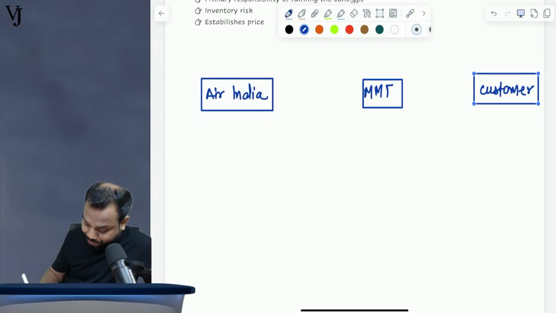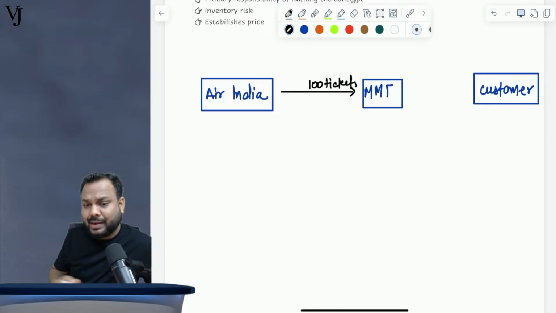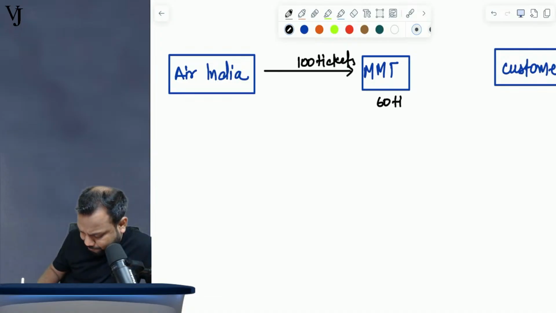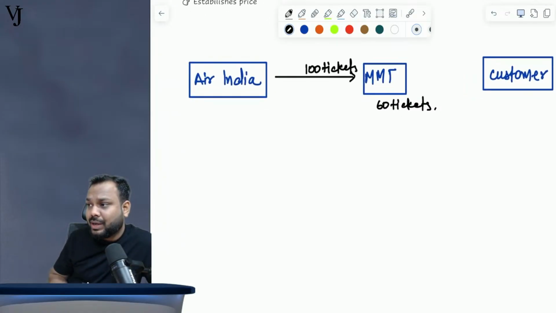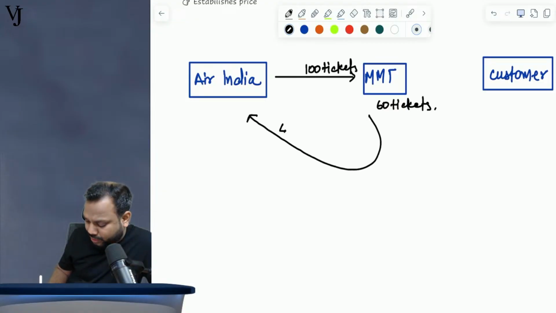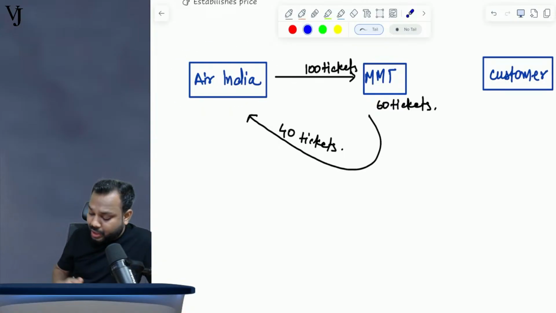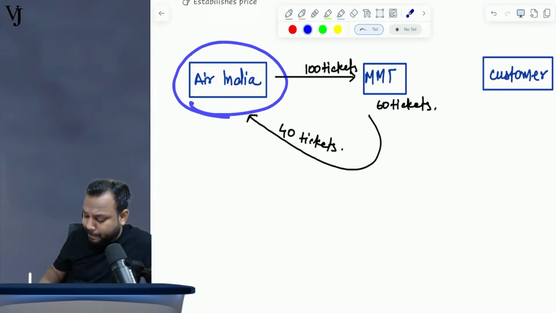Now understand, Air India gave Make My Trip 100 tickets and said, you please sell these 100 tickets. Make My Trip sells 60 tickets. Since Make My Trip is unable to sell 40 tickets, they are returned to Air India. Tell me, who bears the inventory risk in this case? Air India bears the inventory risk. So who is the principal? Air India is the principal, wherein MMT is selling the tickets on behalf of Air India. Hence, Air India is the principal and Make My Trip is the agent.